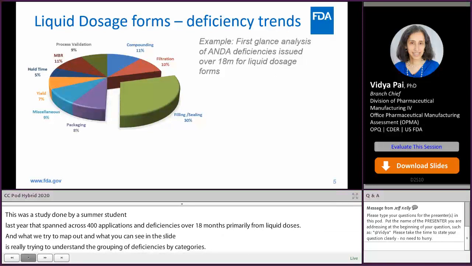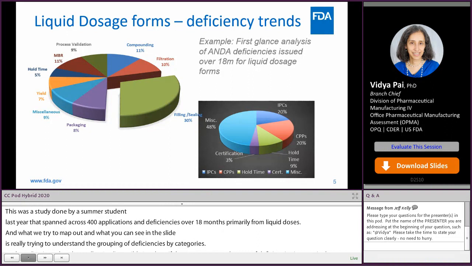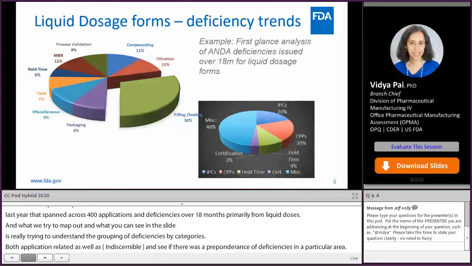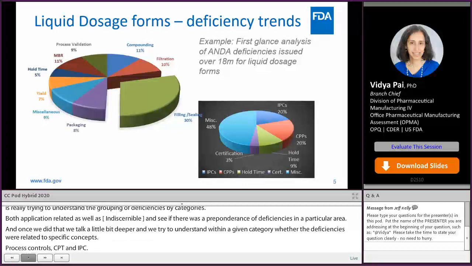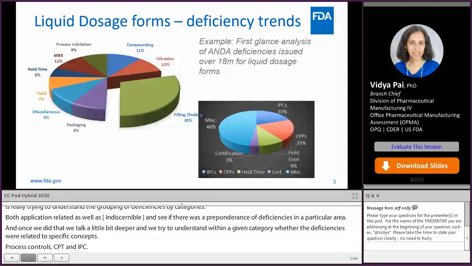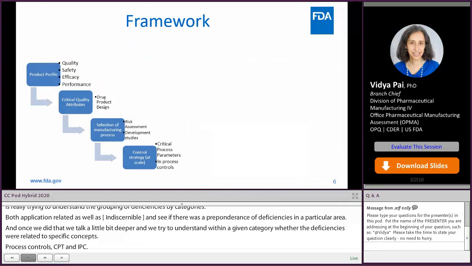Once we did that, we dug a little bit deeper and tried to understand within a given category whether the deficiency is related to specific concepts, for example, process controls, CPPs, IPCs. And what I will say is, even though this is really preliminary, just trying to put a context on this, it appears to me, at least, that the deficiencies really are arising from occasional gaps in adhering to our tried and true development framework. So let's revisit that framework again.